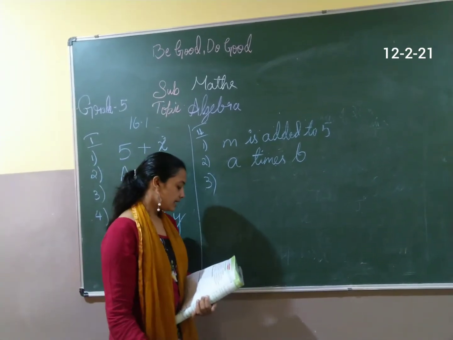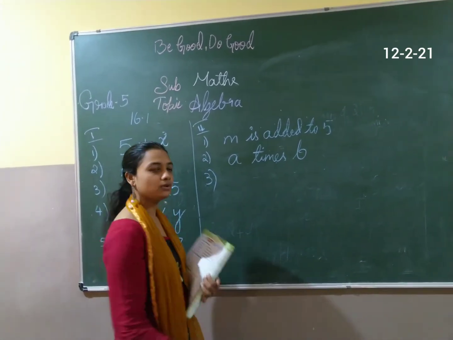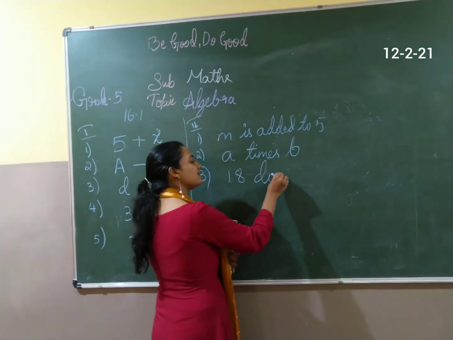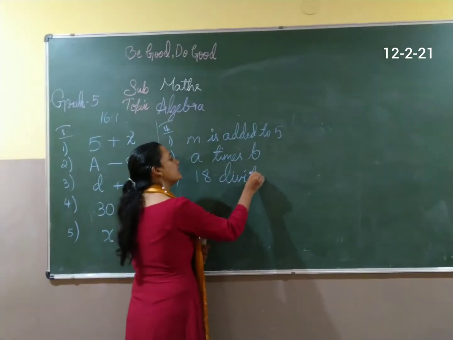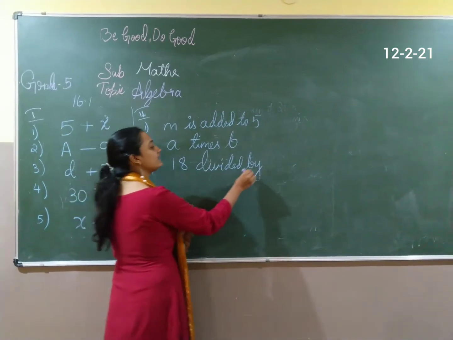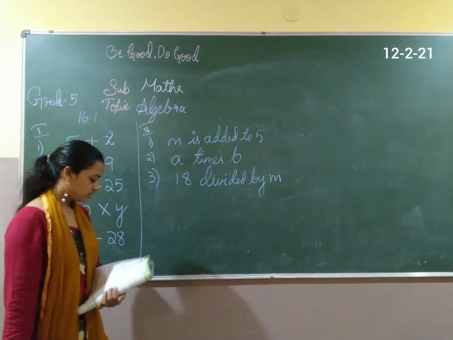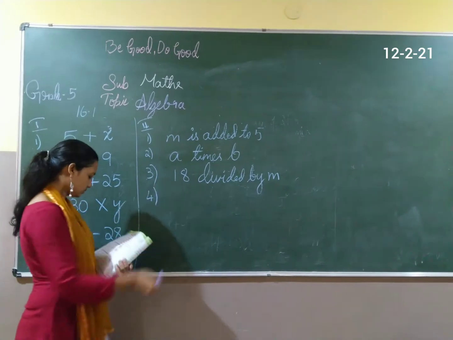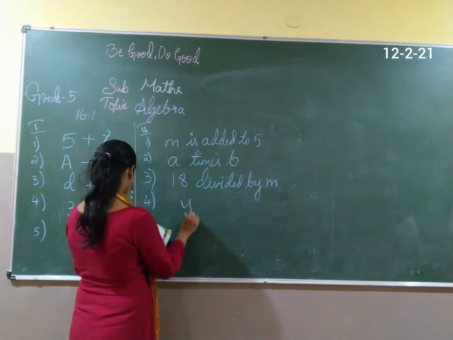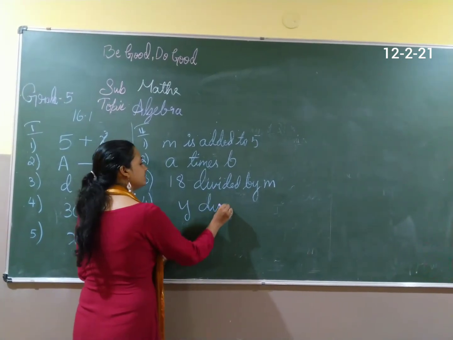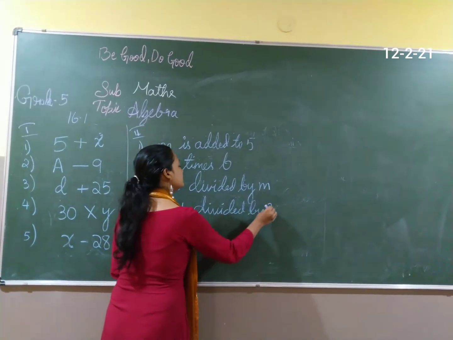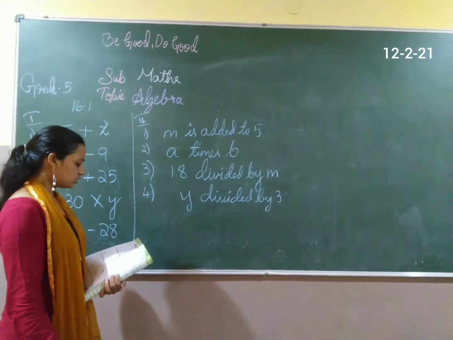Third one. 18 divided by M. Sorry, 18 division M. So I write, 18 divided by M. You saw it in the keywords. So fourth one, Y divided by 3. Y divided by 3. So fifth one is also the same thing, but with a little difference.